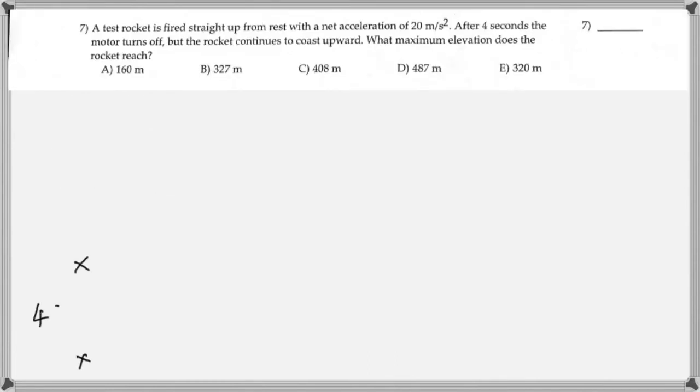Here's the 7th one. A test rocket is fired straight up from rest with an acceleration of 20 meters per second squared. After 4 seconds, the motor turns off, but the rocket continues to coast upward. What is the maximum height that the rocket reaches?